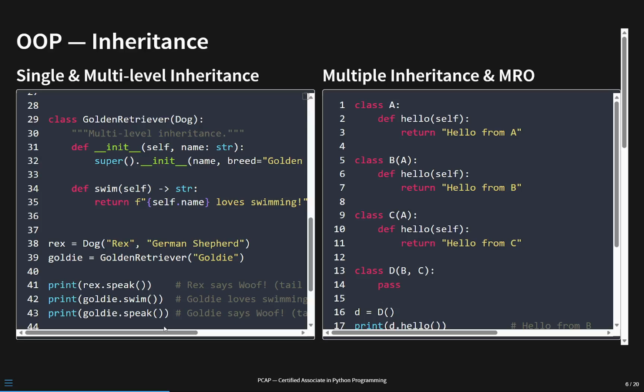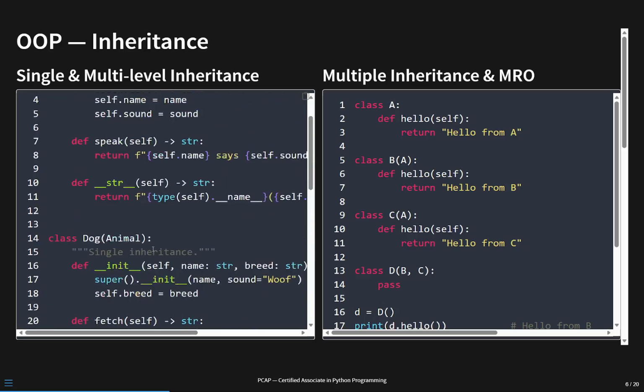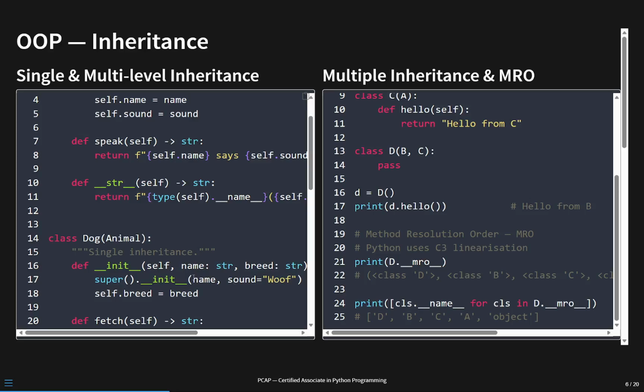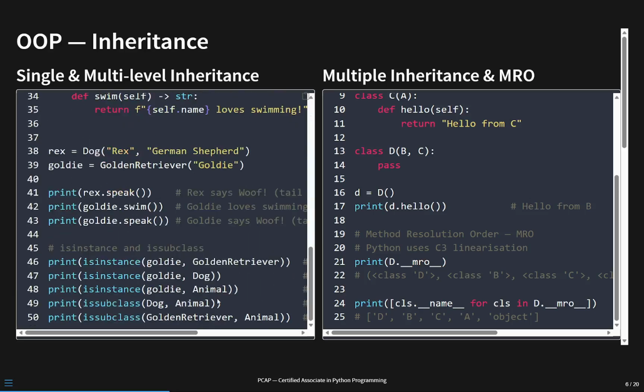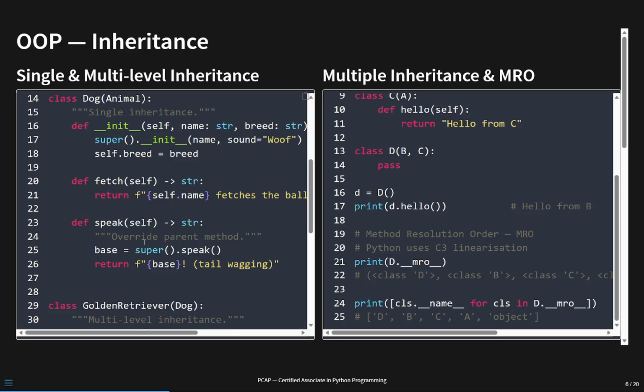Next, method overriding. Dog defines its own speak method. When Python looks up rex.speak(), it finds Dog.speak first and calls that instead of Animal.speak. Inside the override, super().speak() explicitly calls the parent version, so the dog's speak message includes the animal's speak message as its base. This pattern, extend, don't replace entirely, is the Pythonic approach.